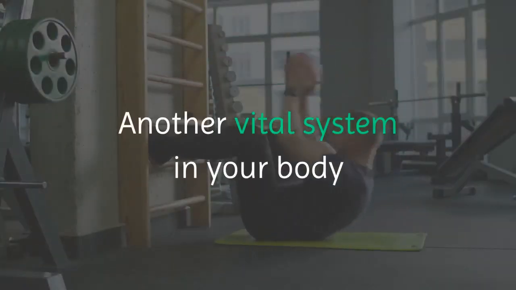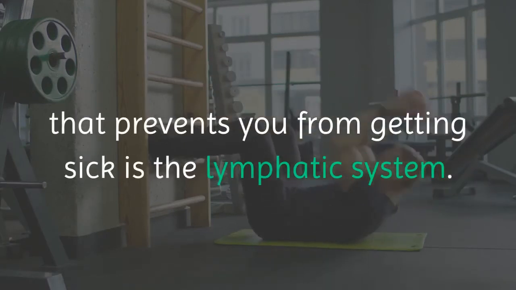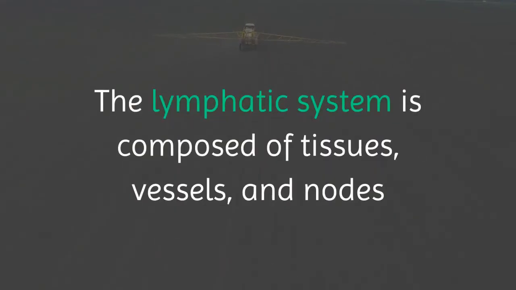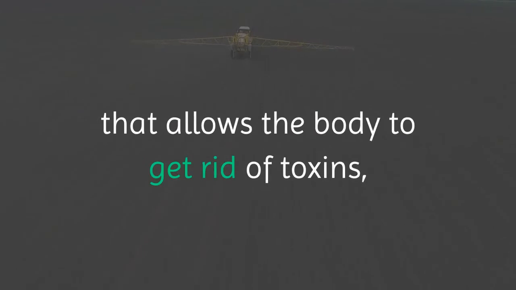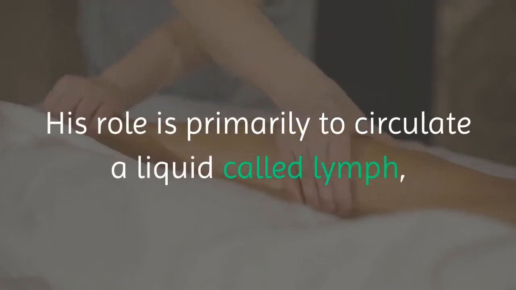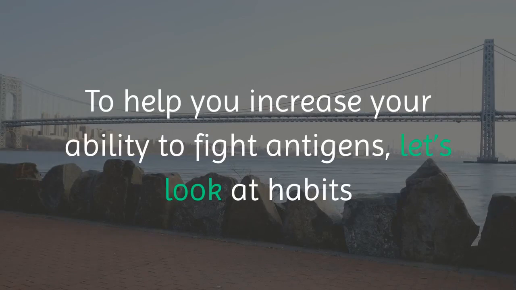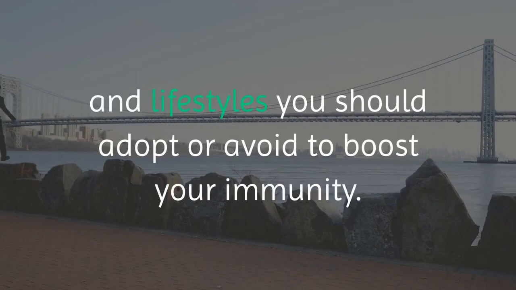Another vital system in your body that prevents you from getting sick is the lymphatic system. Lymphatic system. The lymphatic system is composed of tissues, vessels, and nodes that allow the body to get rid of toxins and any waste that can be harmful to the body. Its role is primarily to circulate a liquid called lymph, which contains white blood cells like T cells and B cells in the body. To help you increase your ability to fight antigens, let's look at habits and lifestyles you should adopt or avoid to boost your immunity.